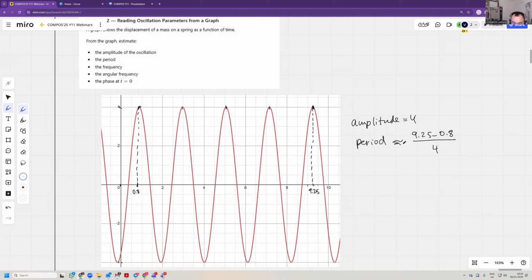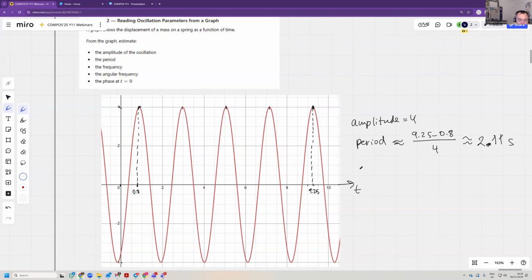So period is approximately 9.25 minus 0.8 divided by 4. So that's... No, it's not. Divided by 4. 2.11. Okay. Well, seconds, assuming that this is time. So that's the period.